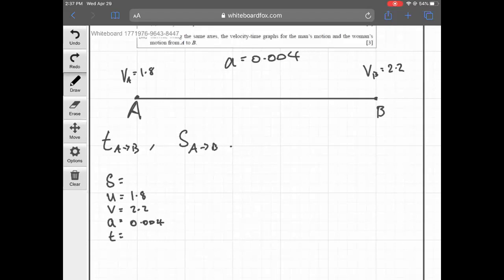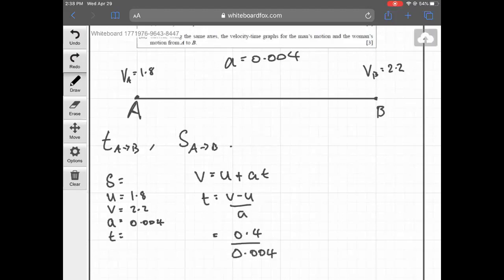What are we going to find first? Let's find t first. V is u plus at. Rearrange it to make t the subject before you plug the numbers in. t is v minus u divided by a. Double check you've got that correct, because if you make a mistake there, you'll get everything else wrong. So the difference between the velocities divided by the acceleration. So we've got 2.2 minus 1.8 will give us 0.4. And we're dividing that by 0.004.